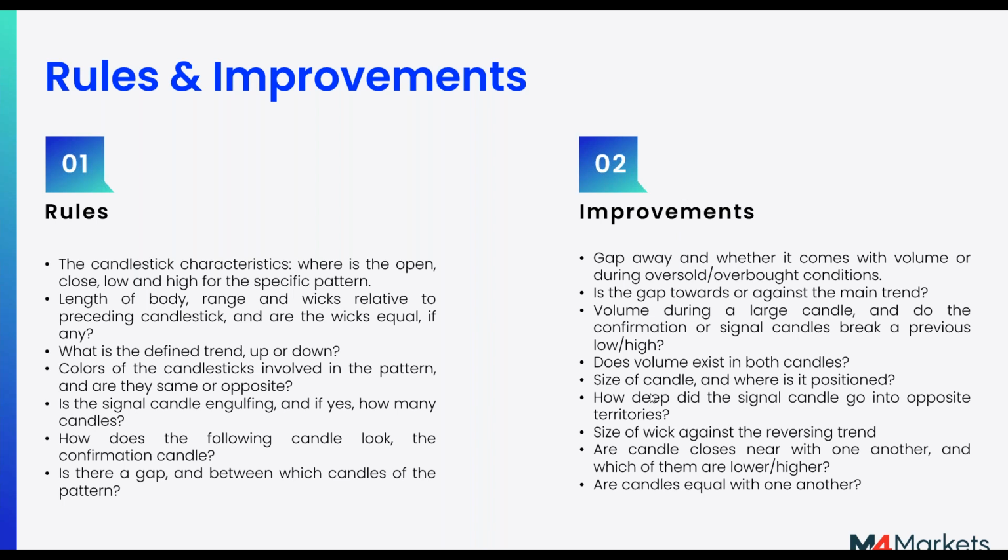The size of the candle, of course, and where it is positioned. How deep did the signal candle go into the opposite territory? Okay, sometimes we just retrace. Sometimes we just don't go over the 50%, as in the case of the white soldiers, for example. And it is important because you know what to expect. The size of the wick against the reversed triangle, and whether all the candles close near to one another, and which of them are lower or higher, and whether candles are equal or uniform between them, for example, in the white soldier case again, right?